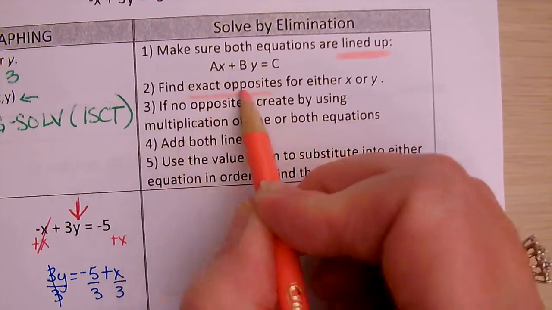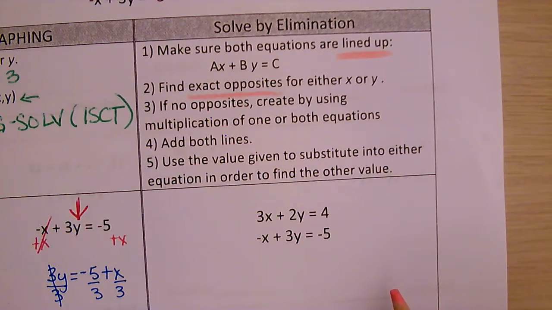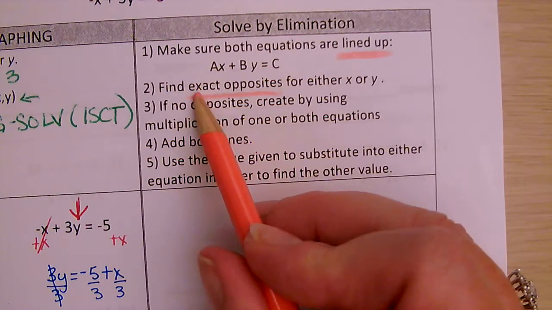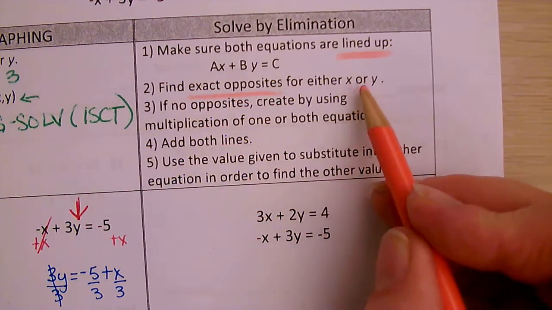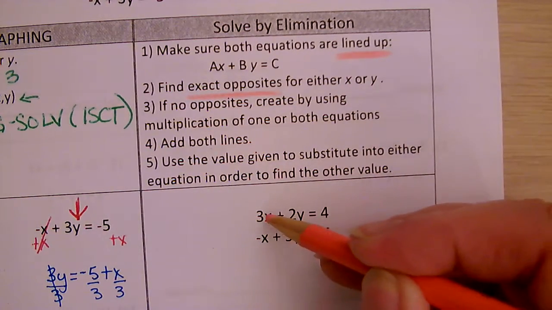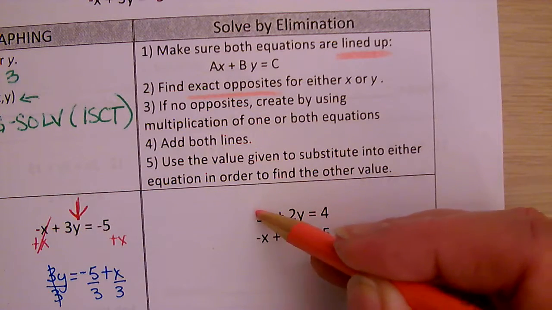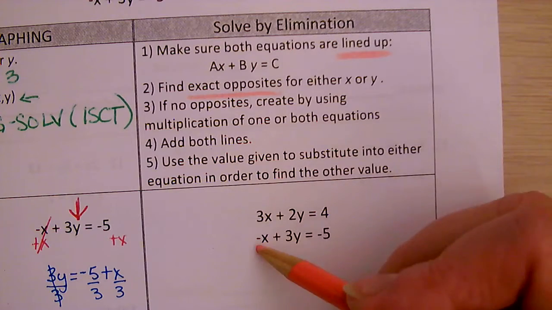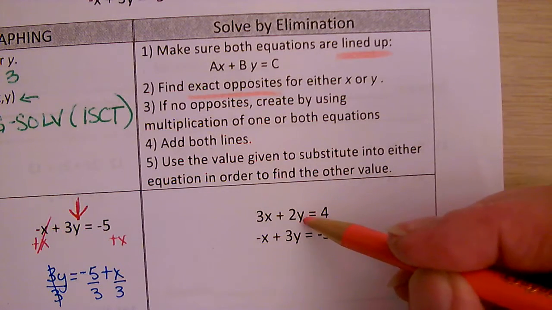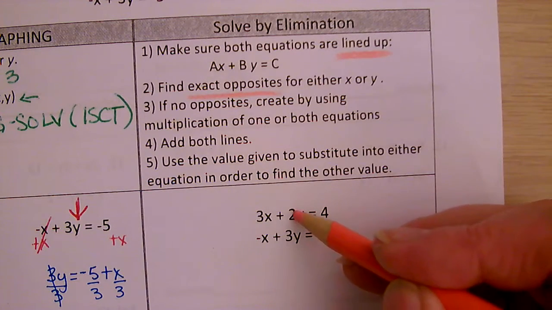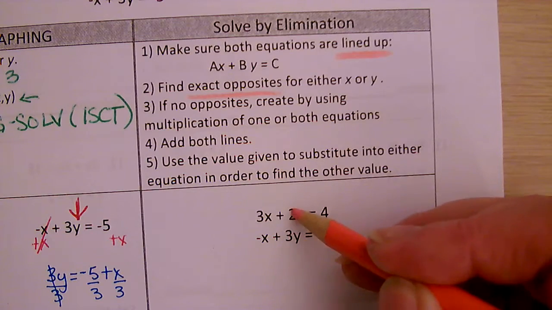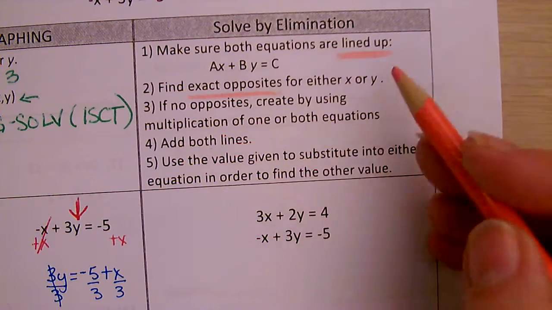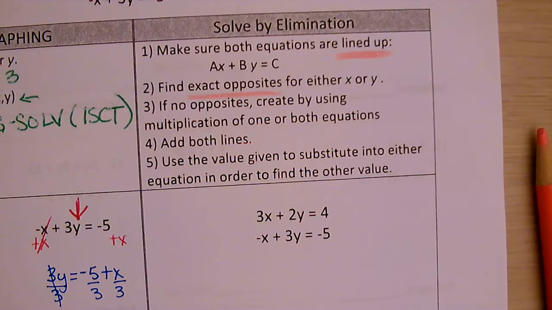And the next thing I need is exact opposites. And I mean exact, the same thing, either for the x's or the y's. Now for the x's, they're opposite. This is a positive and that's a negative, but they're not the same number. So I'm going to go over and look at the y's. Well, those are just completely different. That's a 2 and that's a 3. So right now I can't work this one.